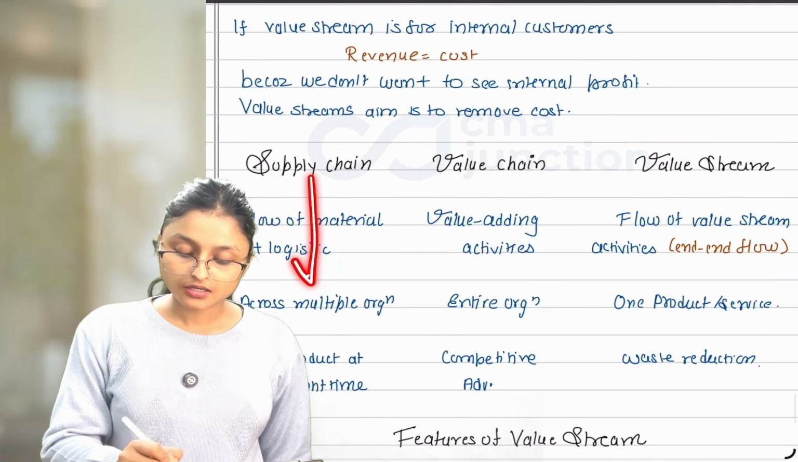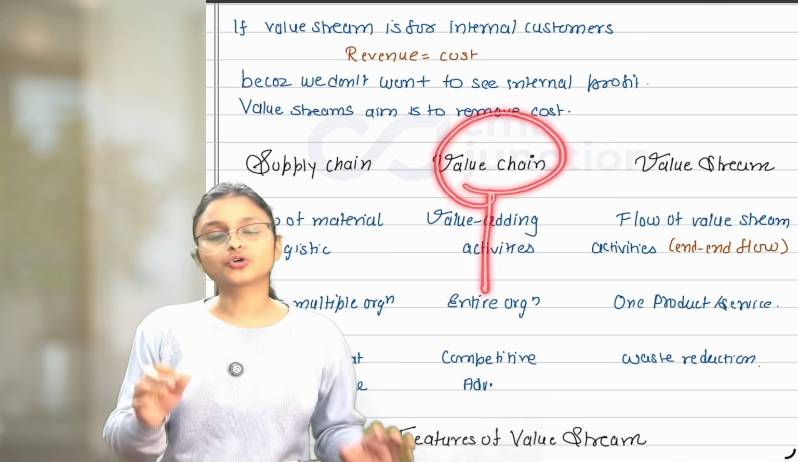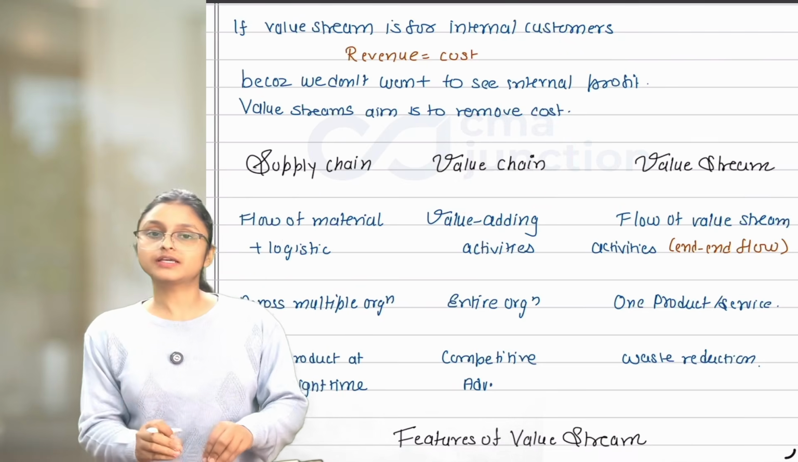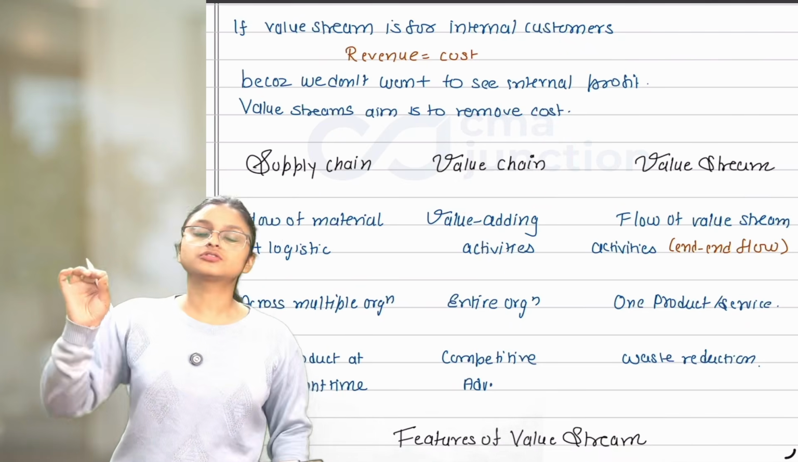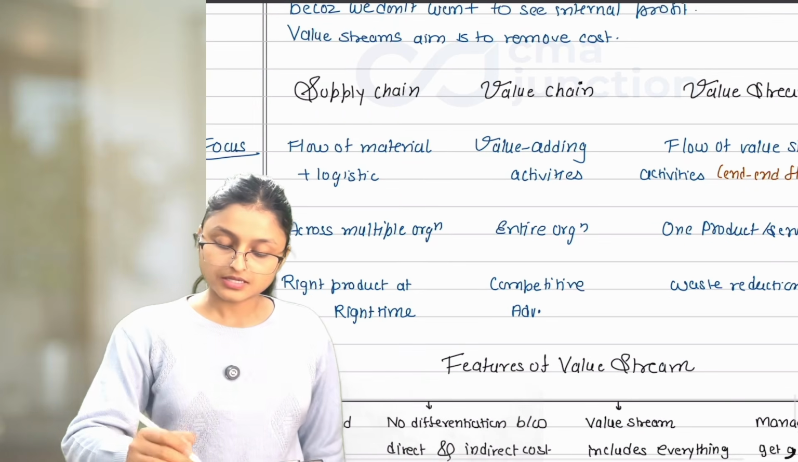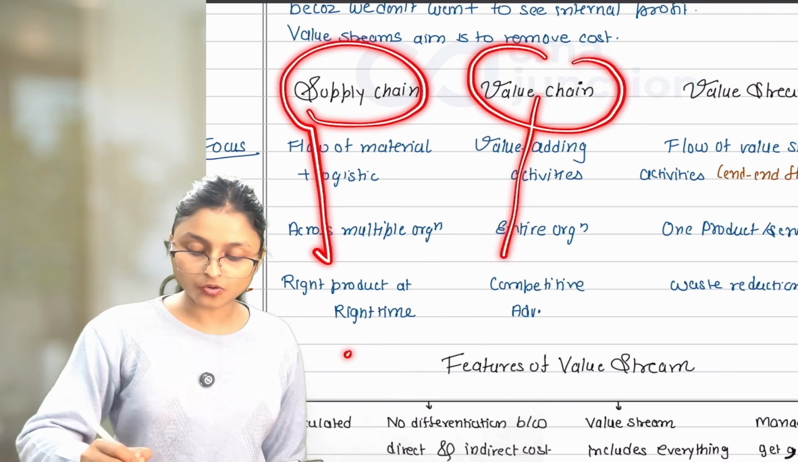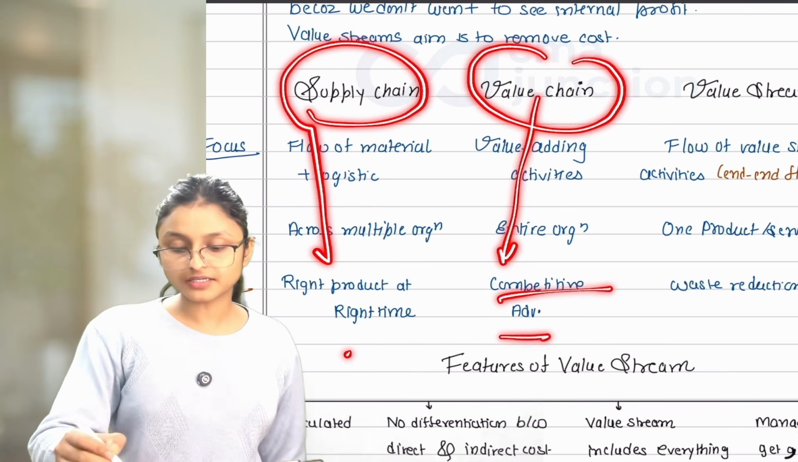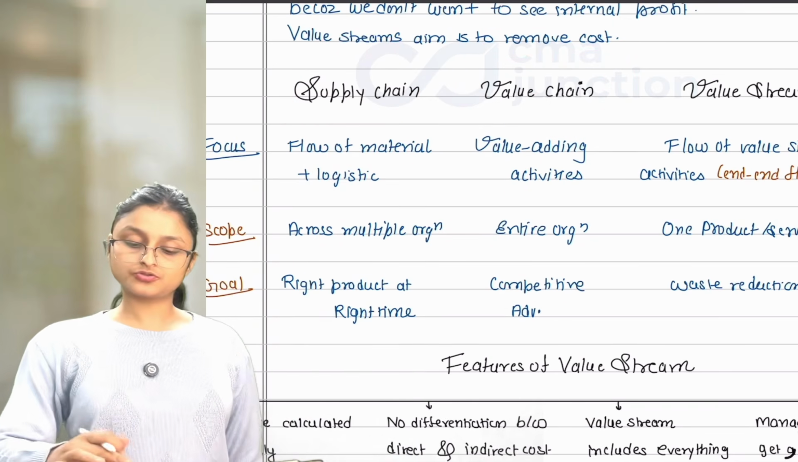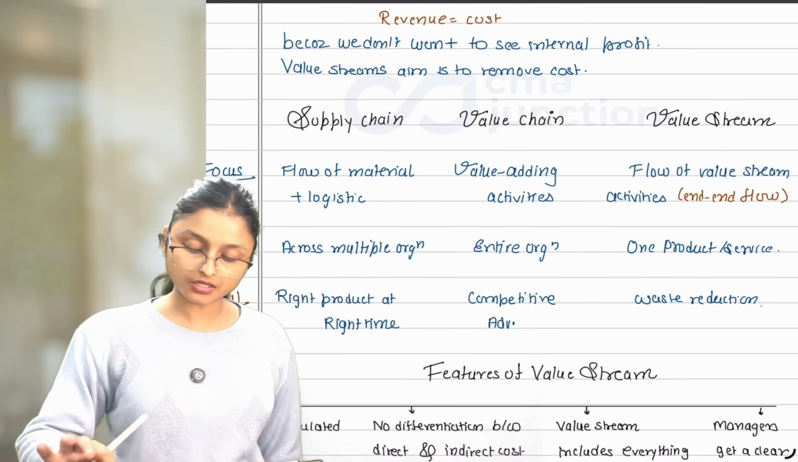Supply chain works across multiple organizations. Value chain focuses only on the entire organization. Value stream focuses only on the products or services which we are providing to our customers. Supply chain provides the right product at the right time. Value chain's goal is to gain competitive advantage, but value stream wants to save cost or reduce the waste, right?